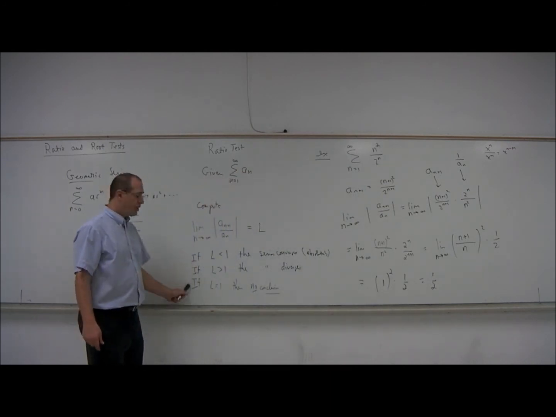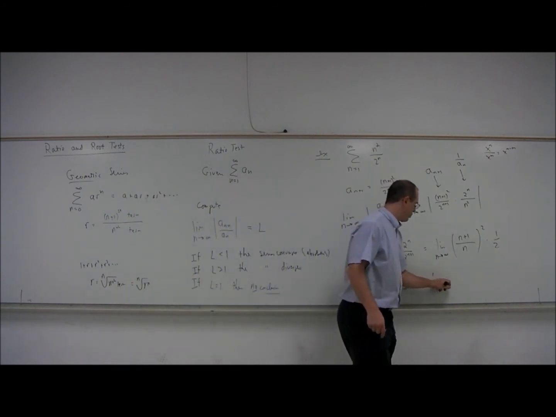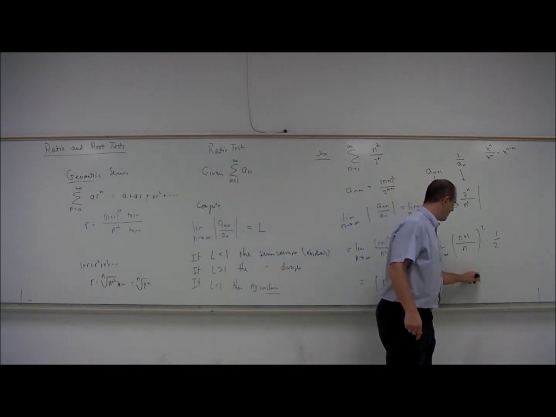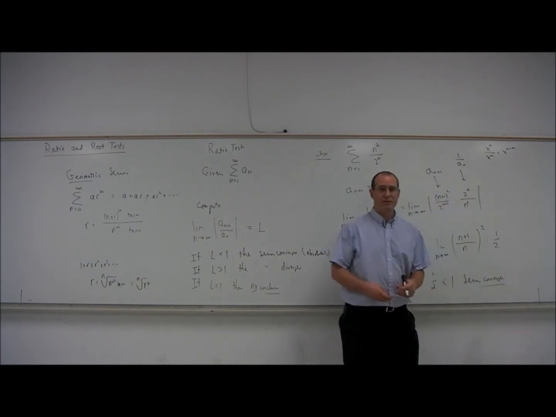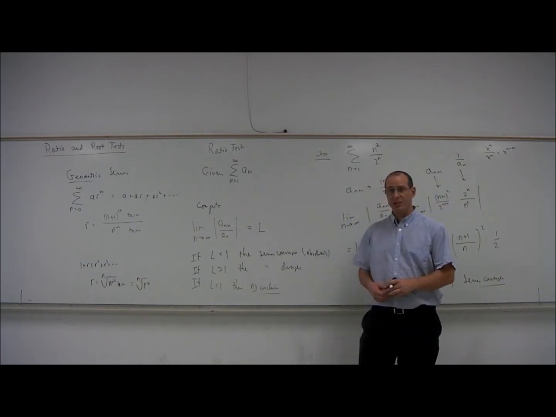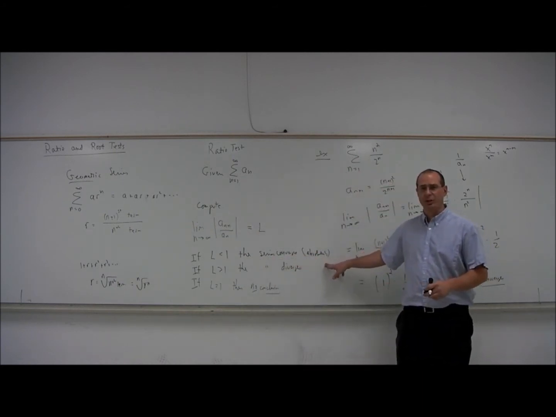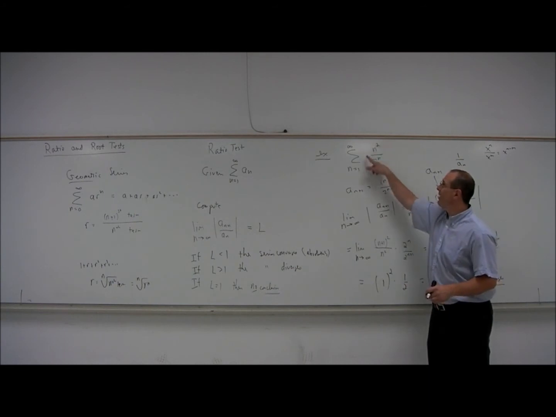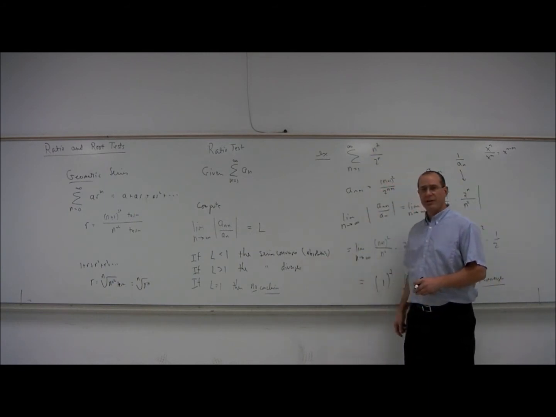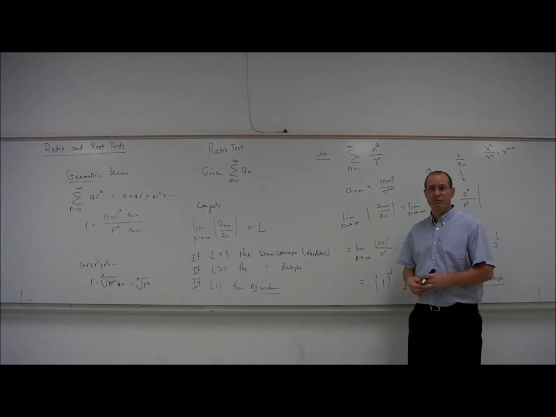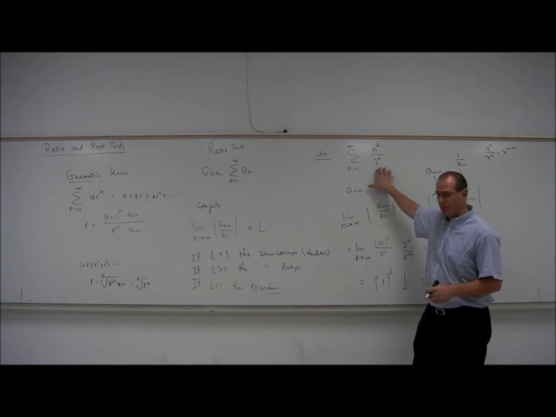And then our conclusion: our L is less than 1. This is less than 1, and so the series converges. The series converges by the ratio test. And we could say that it converges absolutely, but here we have a series of positive terms. So the extra modifier here is not really useful when you're dealing with a series of positive terms.